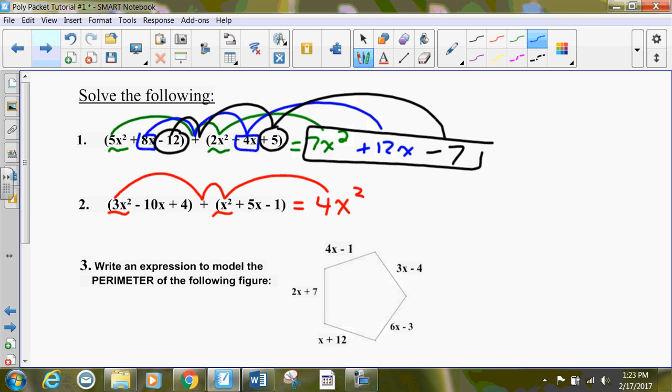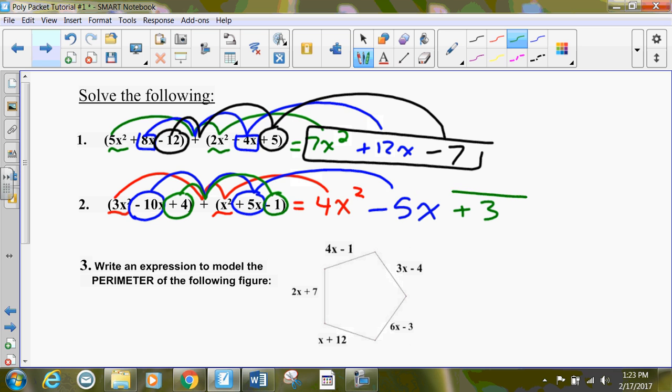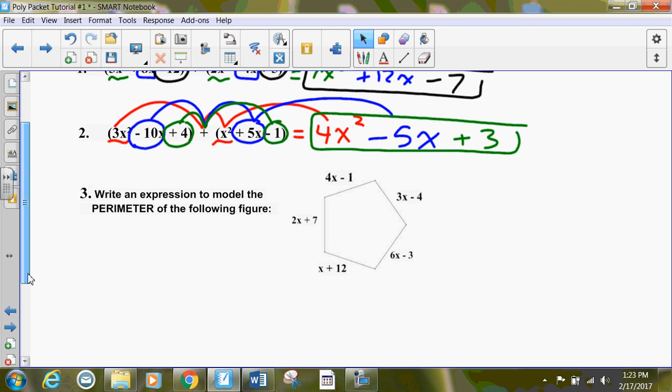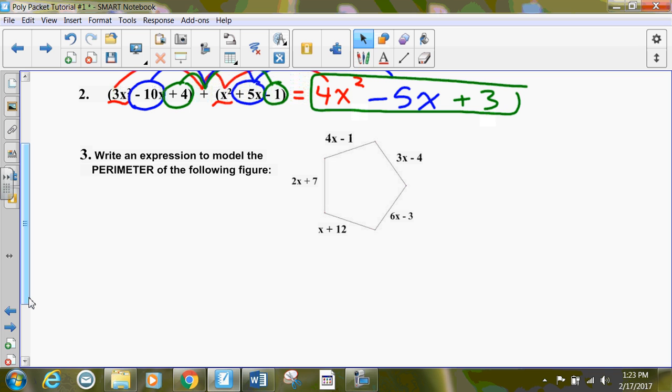And I'm looking at the negative 10x and the positive 5x. We have negative 10x plus a 5x, which gives us negative 5x. And our last term that we're looking at is a 4 and a minus 1. 4 plus negative 1 is going to give me a 3. I also could have put in my calculator 4 minus 1, or done 4 minus 1 in my head. And so it's important to know that we can apply what we just did to something like this.